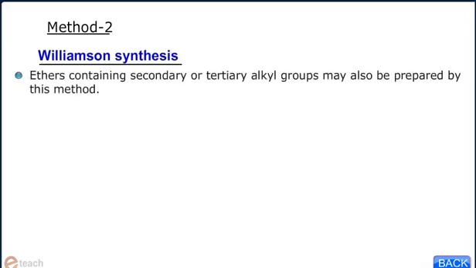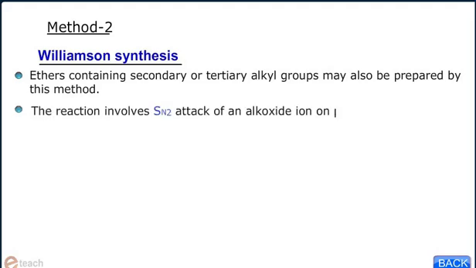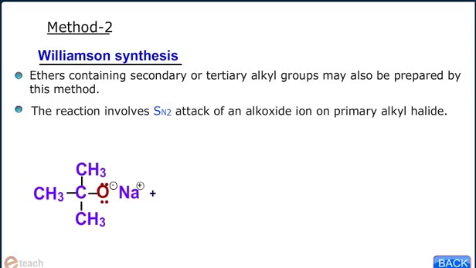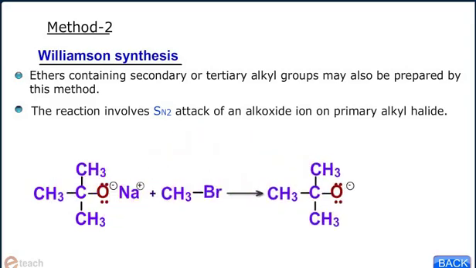Ethers containing secondary or tertiary alkyl groups may also be prepared by this method. The reaction involves SN2 attack of an alkoxide ion on a primary alkyl halide. Consider the reaction: (CH3)3C–O⁻Na⁺ + CH3Br gives (CH3)3C–OCH3 + NaBr.